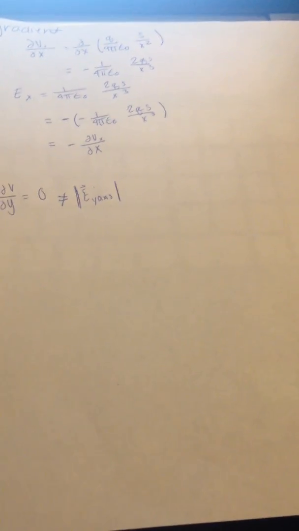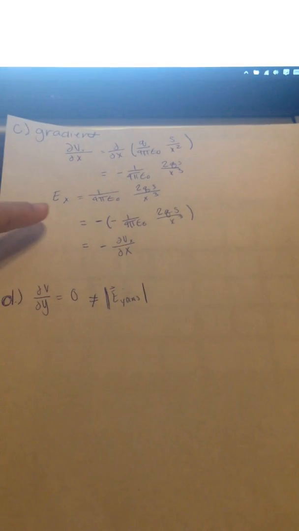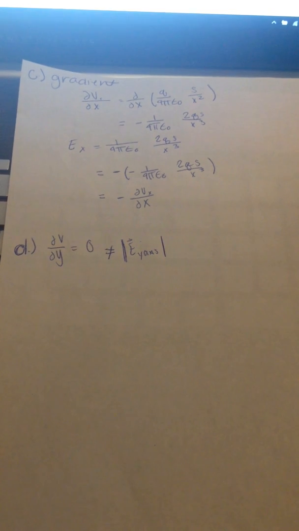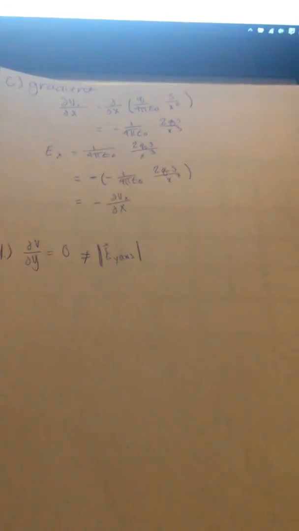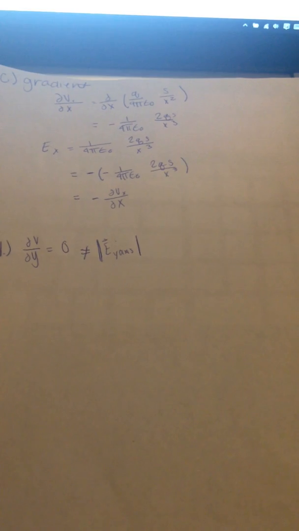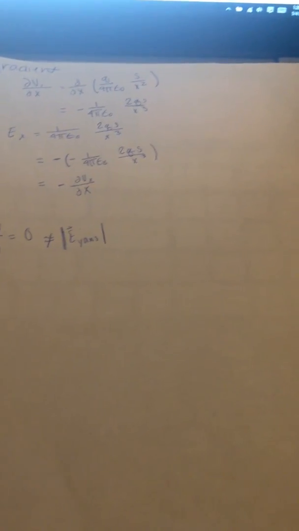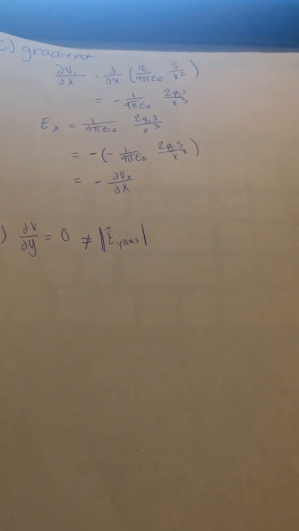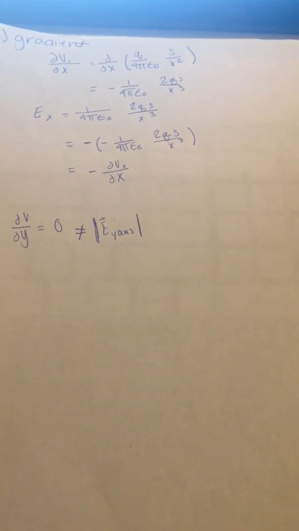For part C, we're going to be finding the gradient of the potential along the x-axis, and that's what we're doing all here. You're going to use the x component of the electric field due to the dipole on the dipole axis, which is this here. It's going to simplify to the partial derivative of V with respect to x. That shows that the negative gradient of the potential along the x-axis is equal to the x component of E.